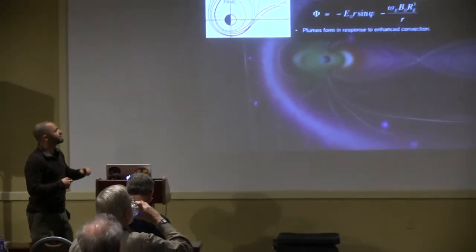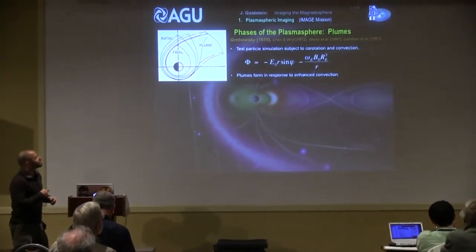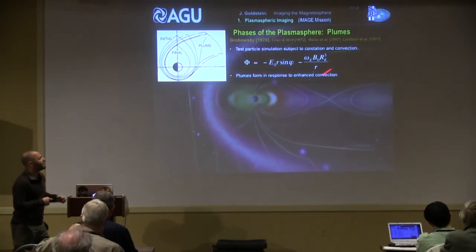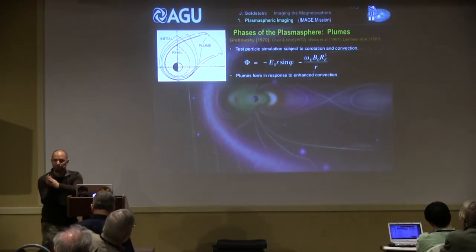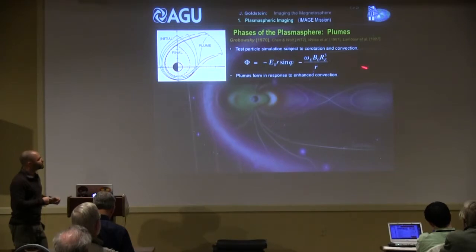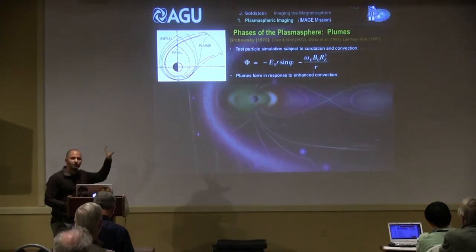So one of the earliest modeling papers for the plasmasphere, there were several other really good ones. My favorite is Grabowski. Jim Birch was talking about this morning how this paper predicted the formation of plumes. This is a simple test particle simulation subject only to a uniform dawn-dusk convection electric field and a co-rotation. Not an offset dipole, just a simple co-rotation electric field or electric potential. And plumes form in response to enhanced convection. This very, very simple paradigm can get you a long way towards interpreting the global images.